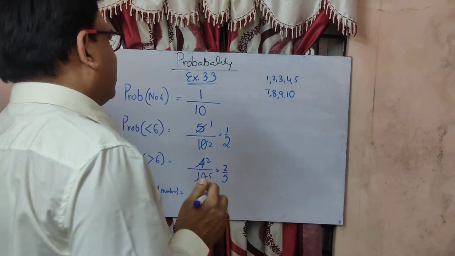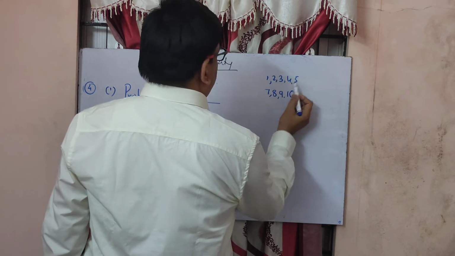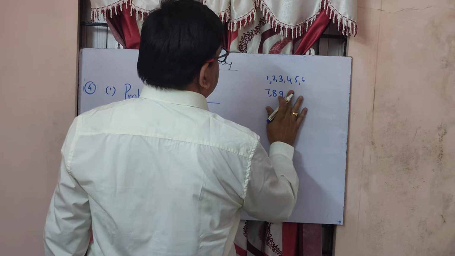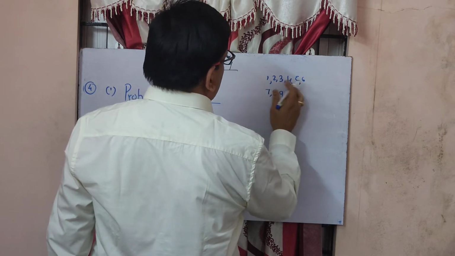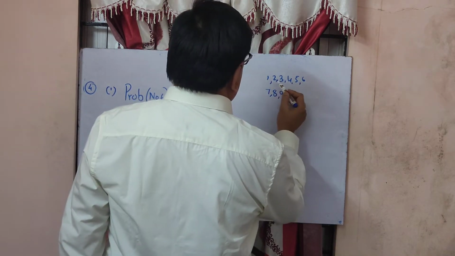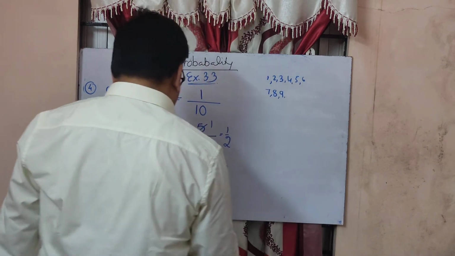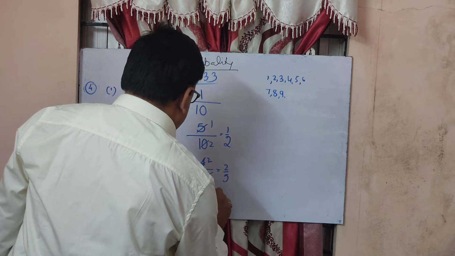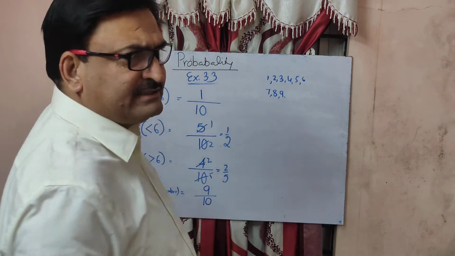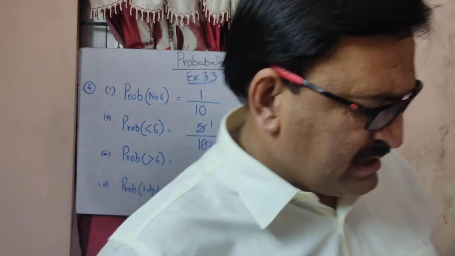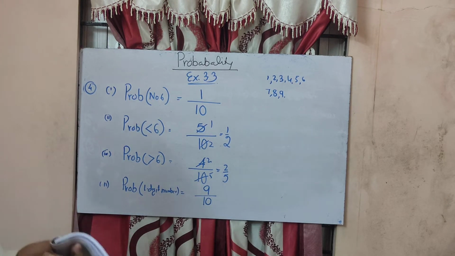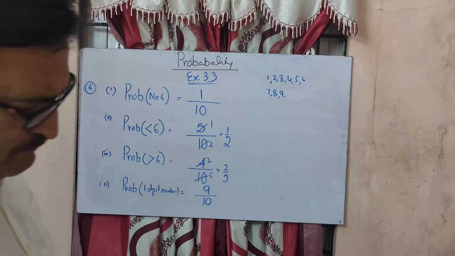So how many numbers are there? 1, 2, 3, 4, 5, 6, 7, 8, 9. These are the one digit numbers, 1 to 9. There are 10 numbers in all. Out of them, 9 are one digit numbers. I think you understood the question and the answer given. This is how we have to do it.